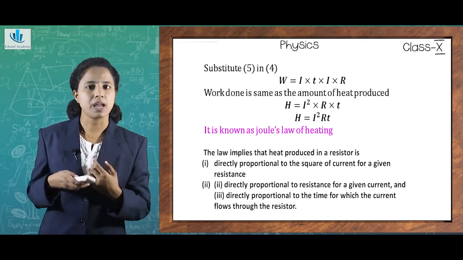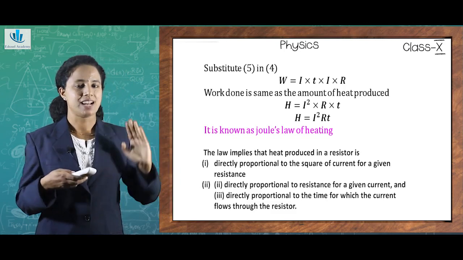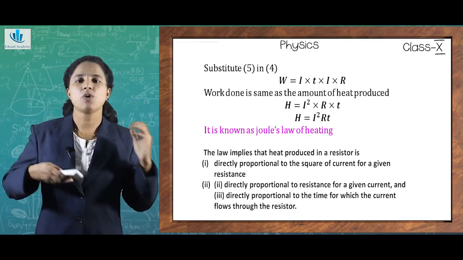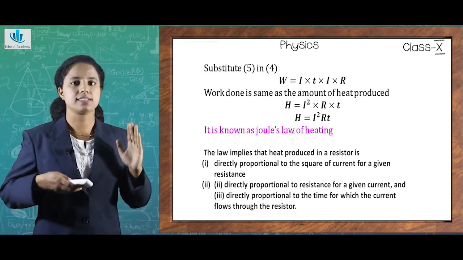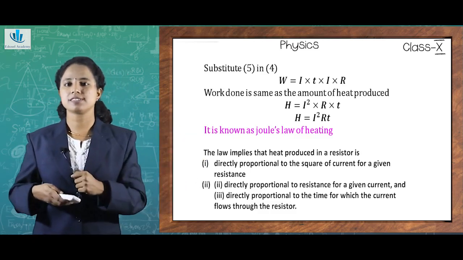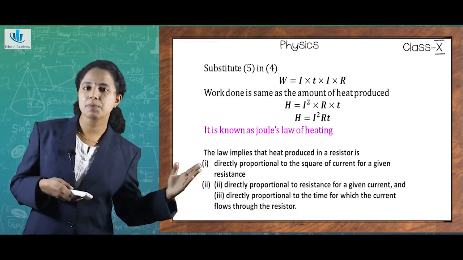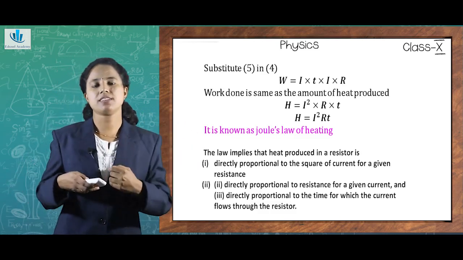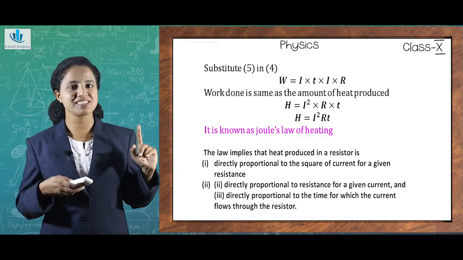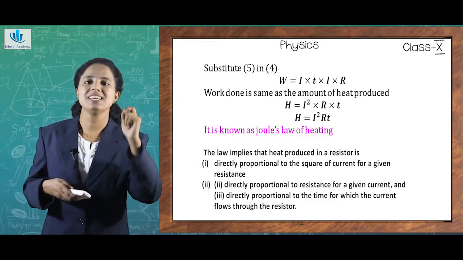What does this law imply? If you look at the left hand side of the equation, we have the heat produced, isn't it? So, this law implies that the heat produced in a resistor is directly proportional to the square of the current for a given resistance, which is given by I square. Then what else? It is directly proportional to the resistance for a given current, which is denoted by capital R, and also the heat produced in the resistor is directly proportional to the time for which the current flows through the resistor.